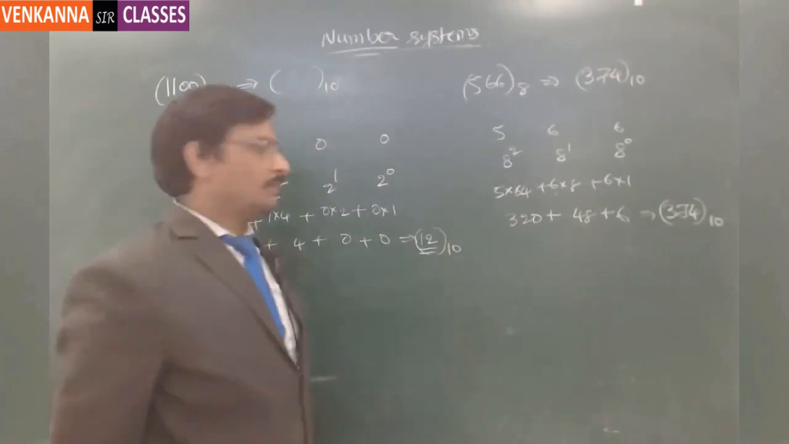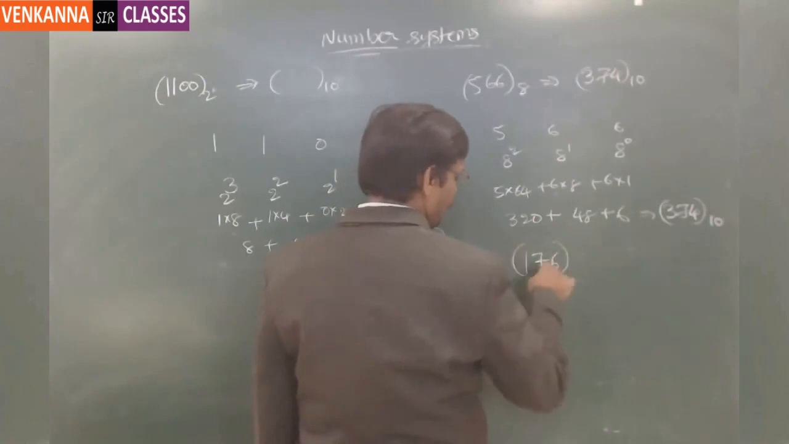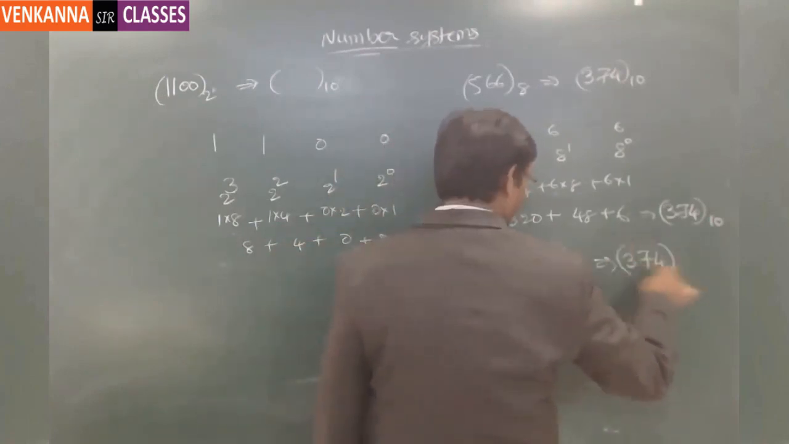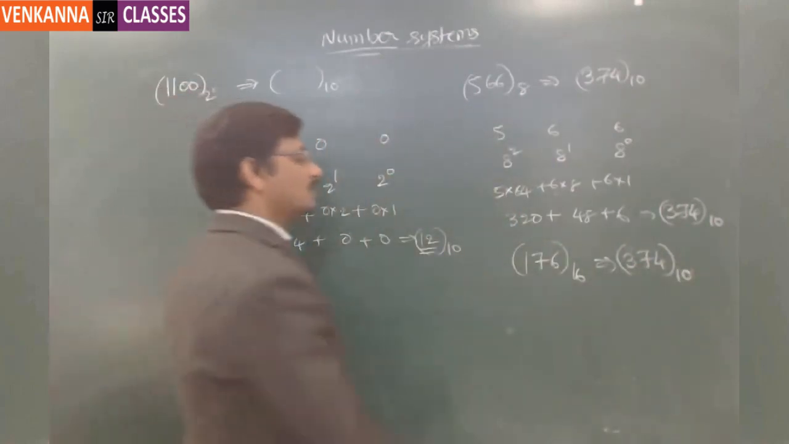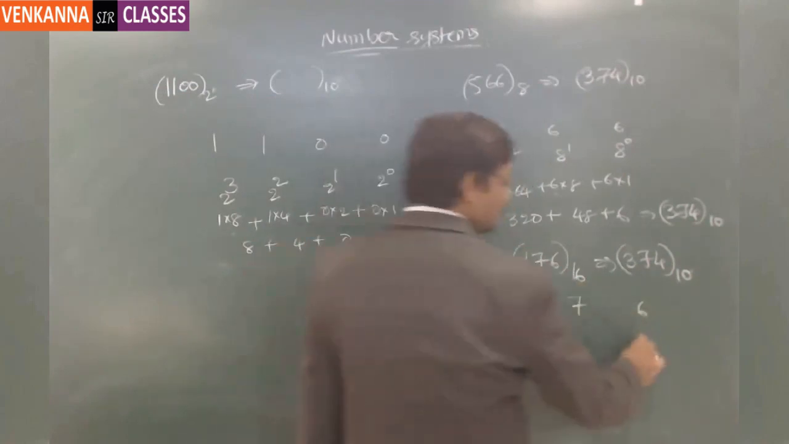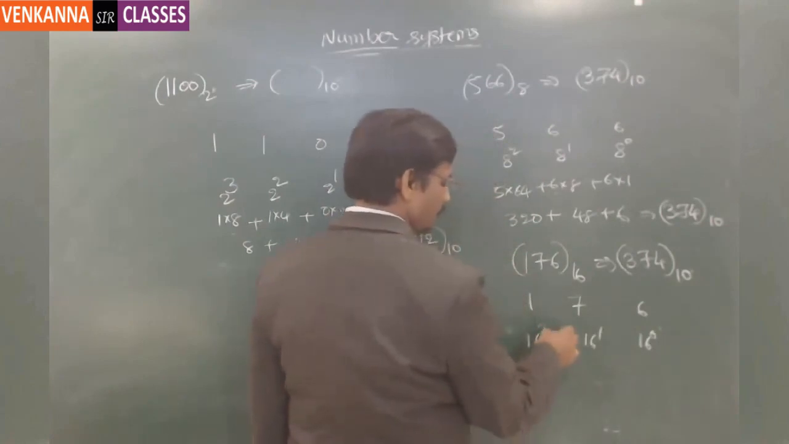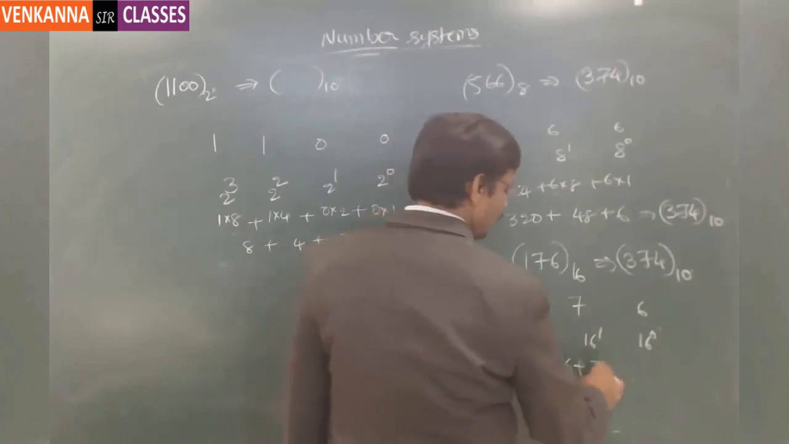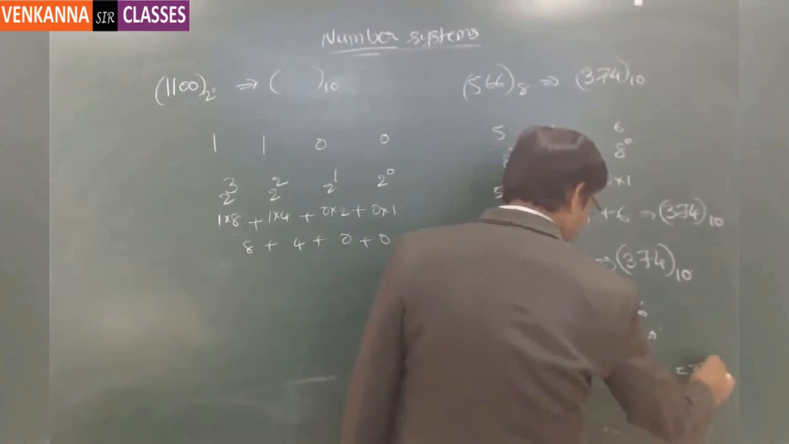In a similar manner, this is 176 base 16. Now this should be equivalent to 374 base 10, which we have proved previously. So here you write 176 as 3 different digits, and then 16 power 0, 16 power 1 and 16 power 2. So here 1 into 256 plus 7 into 16 plus 6 into 1. So this is going to be 374.